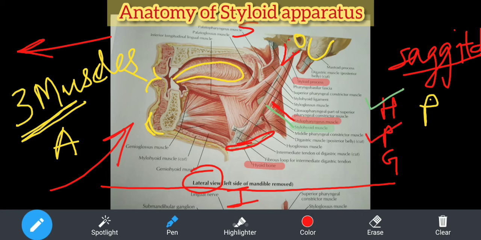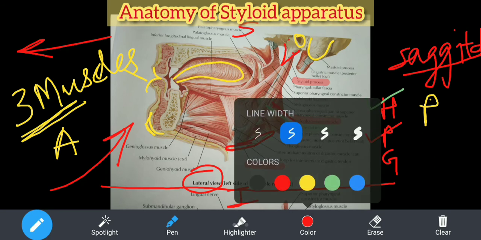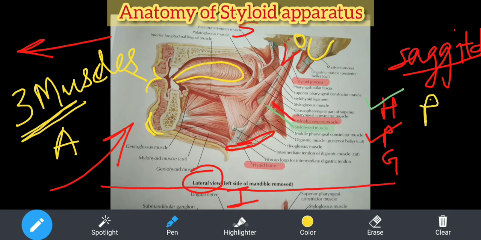Now you need styloglossus. Now what I will do, I will use yellow color. Styloglossus. Sorry, I'm highlighting the labeling. Styloglossus. Are you able to see it? Now if you trace the labeling, styloglossus. See, styloid process to glossa, I mean base of the tongue. These are all muscles which are forming the muscles of the tongue. You will see them in detail. See, all are glossa, genioglossus.